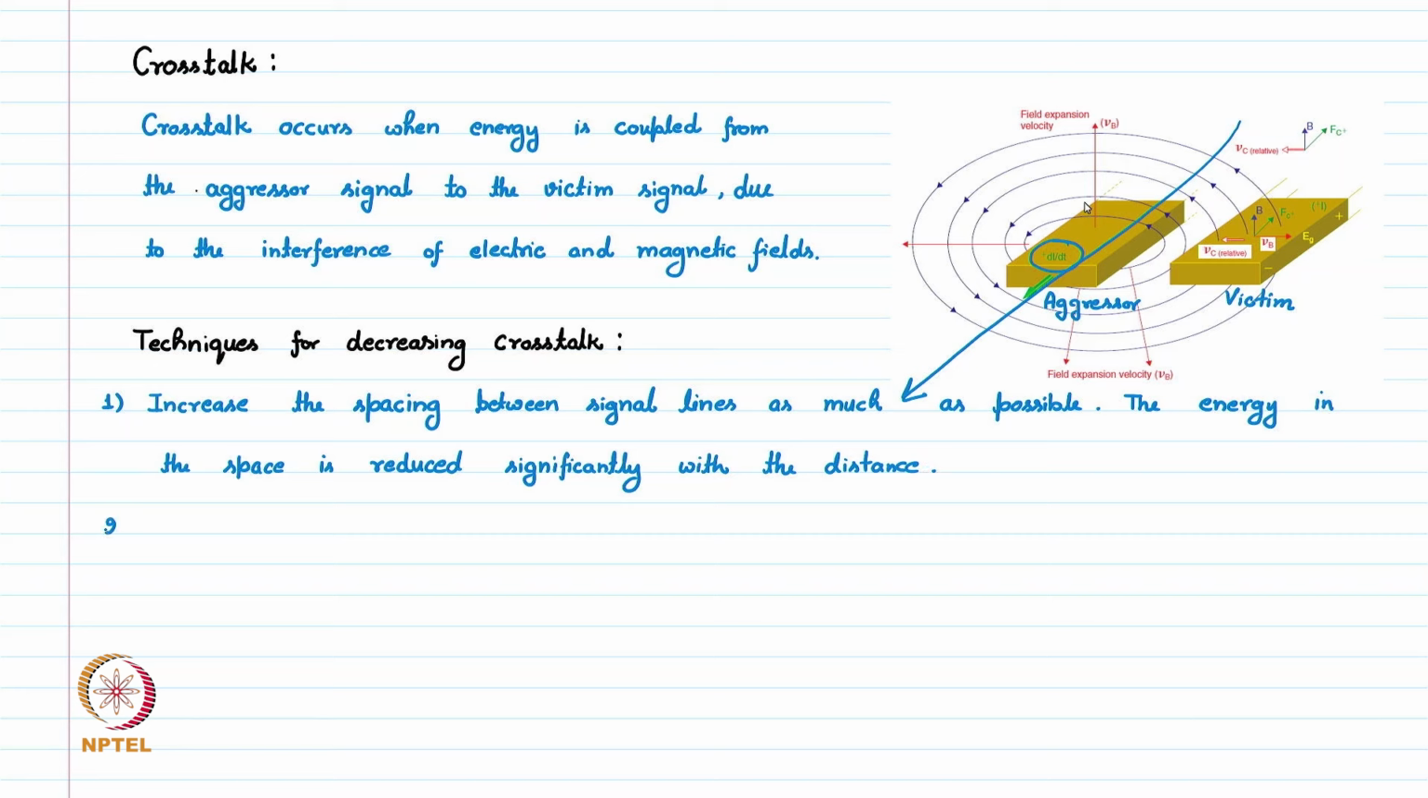The next solution to reduce the crosstalk is when designing the transmission line, the conductors, these two traces, should be placed as close as possible to the ground plane, which will terminate all these field lines to the ground, and there will be less effect on the victim. So, the other technique is the conductor or the trace should be placed as close to the ground as possible.